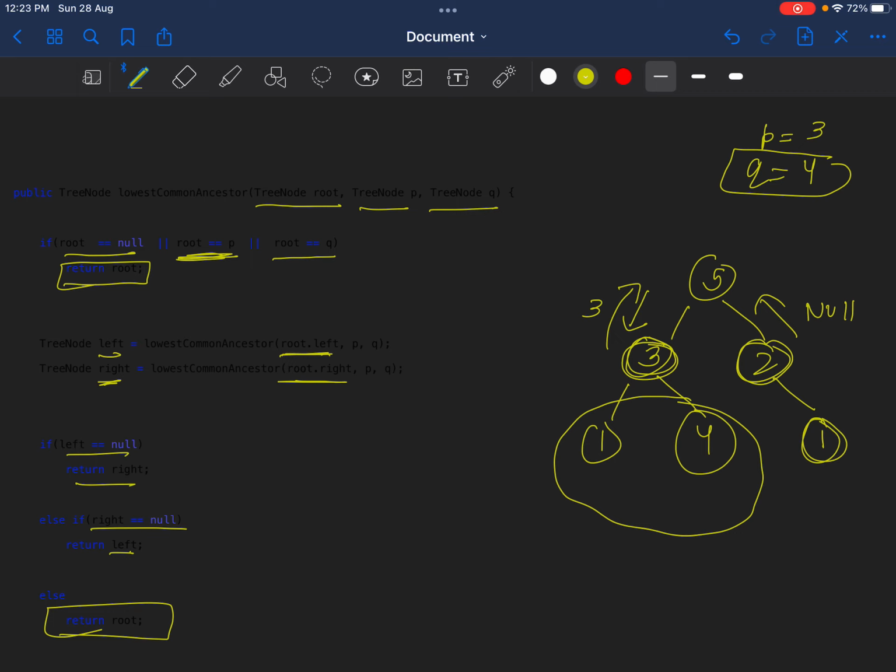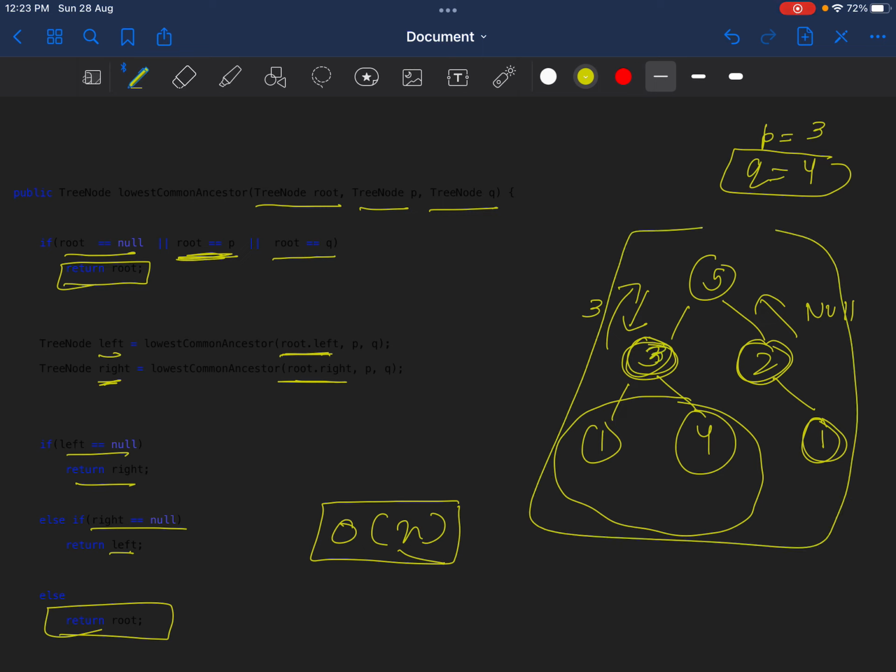This is a very simple approach, and the time complexity would be big O of n in the worst case, because suppose that you have been given this node and you have figured out this one, so you don't need to search here. So the time complexity can be reduced. So your worst time complexity would be big O of n, and similarly the space complexity would be big O of n. I hope you understand this.